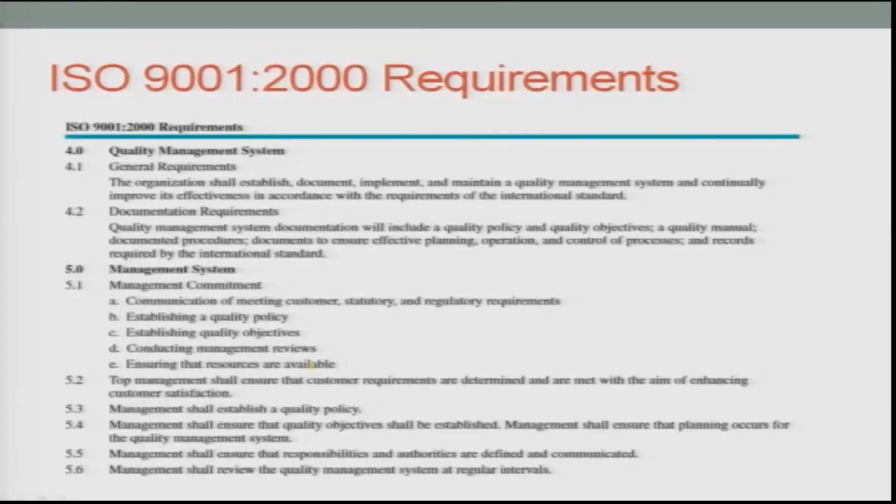So, management shall establish quality policies and the system. Management shall ensure that quality objectives are established. Management shall ensure that planning occurs for the quality management system and people are aware of that. Management should ensure that responsibility and authorities are defined such that there is no overlap and the work is done in accordance with the quality improvement policy followed by the company and the ISO 9001 concept of improving quality. Management shall review the quality management system on a regular basis and corrective action should be taken as required.